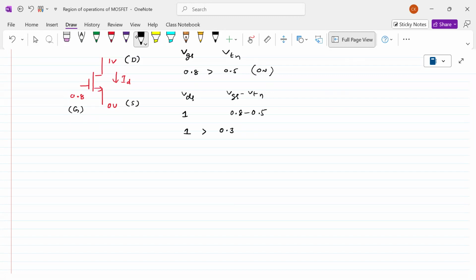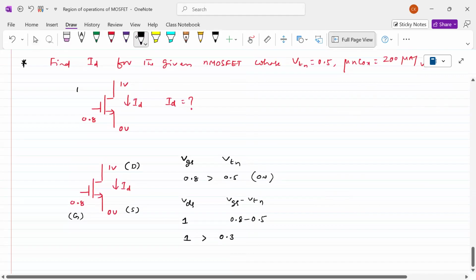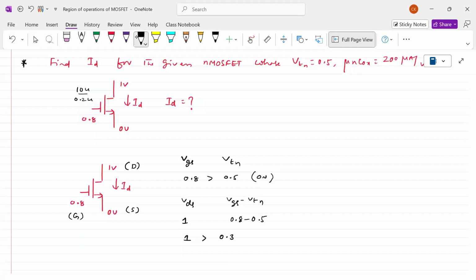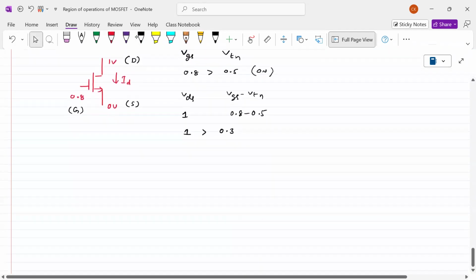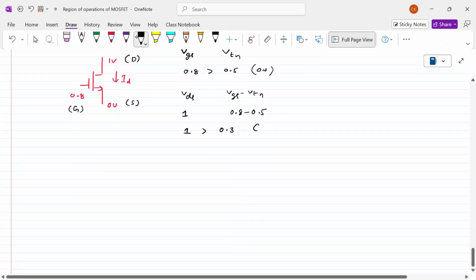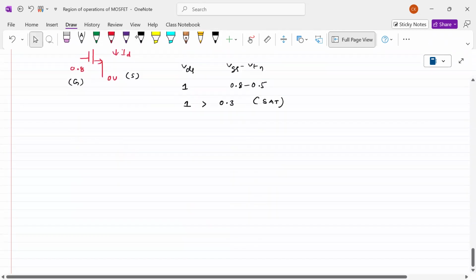W by L I have not given, huh? W by L is actually 10 micron by 0.2 micron. Which region of operation? It is in saturation, right? Very good.